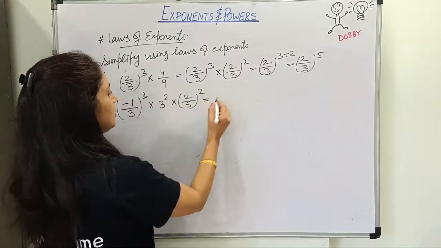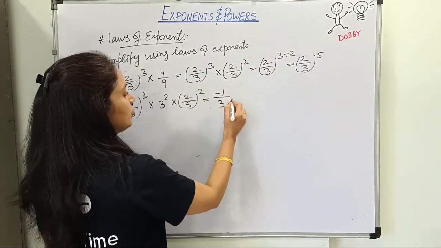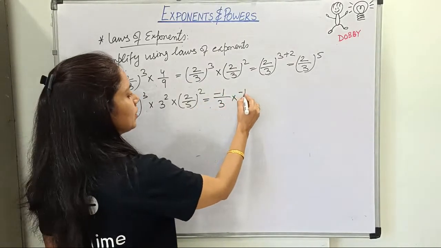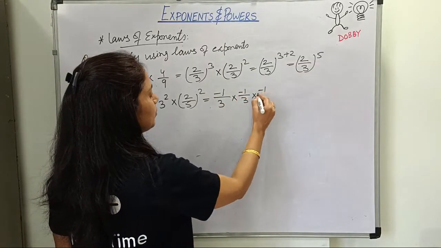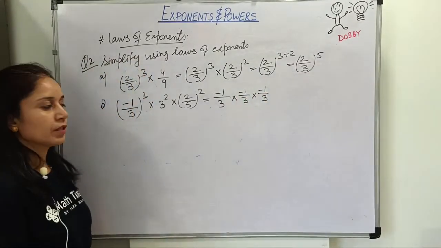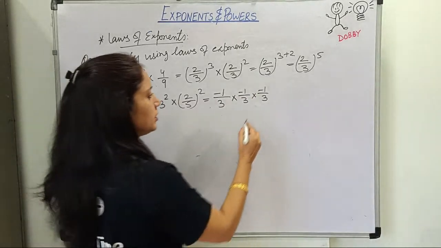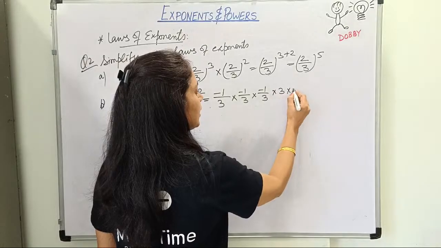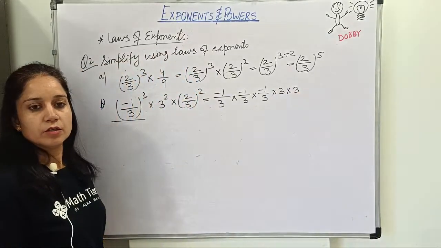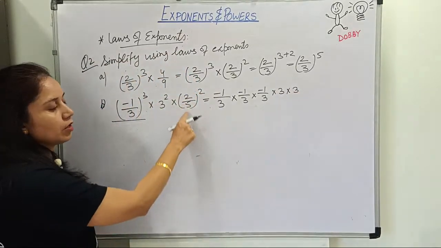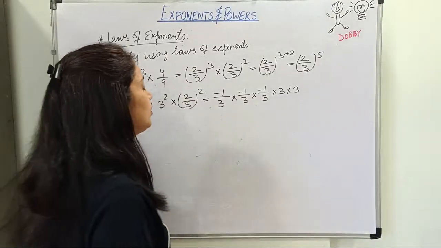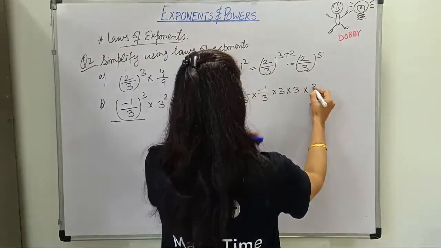Let us start. Here expanding will work. Minus 1 upon 3 multiplied by minus 1 upon 3 multiplied by minus 1 upon 3. We have expanded the first one. Now multiply by 3 squared. That means 3 is to be written 2 times. Now 2 upon 5 raised to the power 2 is to be written 2 times.